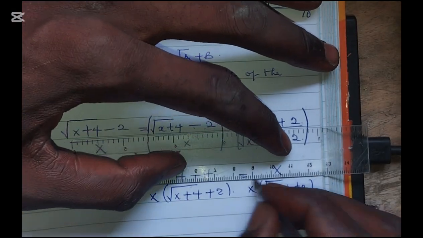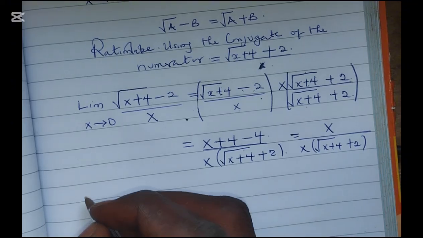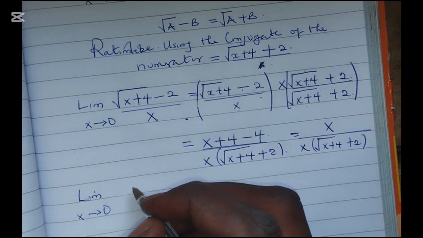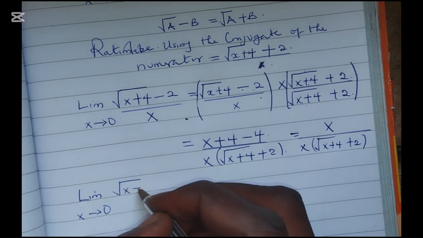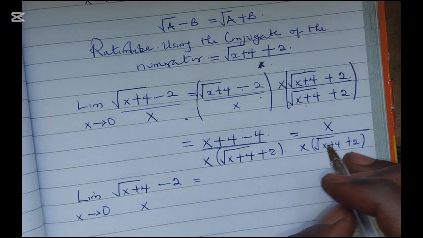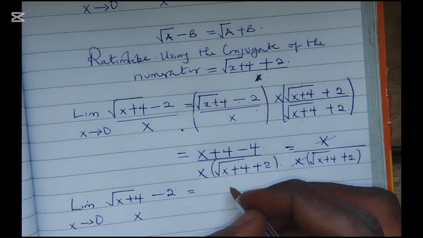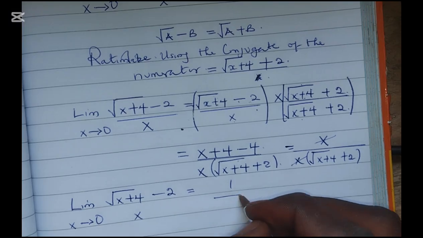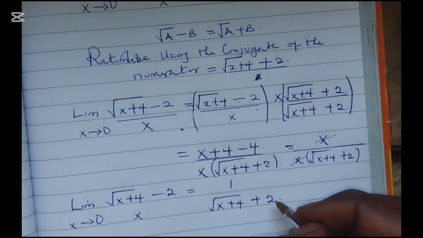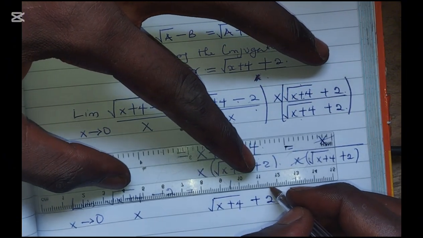X plus 4 plus 2. So the limit as x tends to 0 of the function root of x plus 4 minus 2 all over x is equal to, you know that we can just take away x here and x here. So we have 1 over root of x plus 4 then plus 2. Then at this point we can apply our limit.